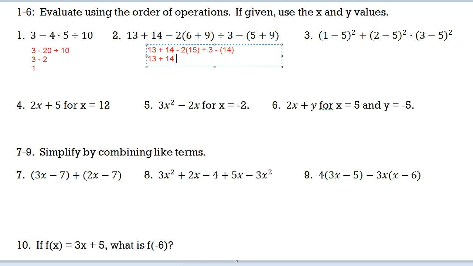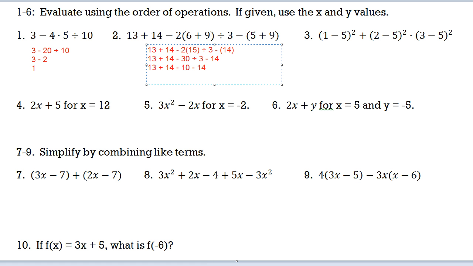So 13 plus 14 minus 30 divided by 3 minus 14. There's nothing to simplify there, so I'm just going to leave it. Looks to me like the next step is going to be division. So let's go 13 plus 14 minus 30 divided by 3 is 10 minus 14. Everything else now we're just going to do from left to right.